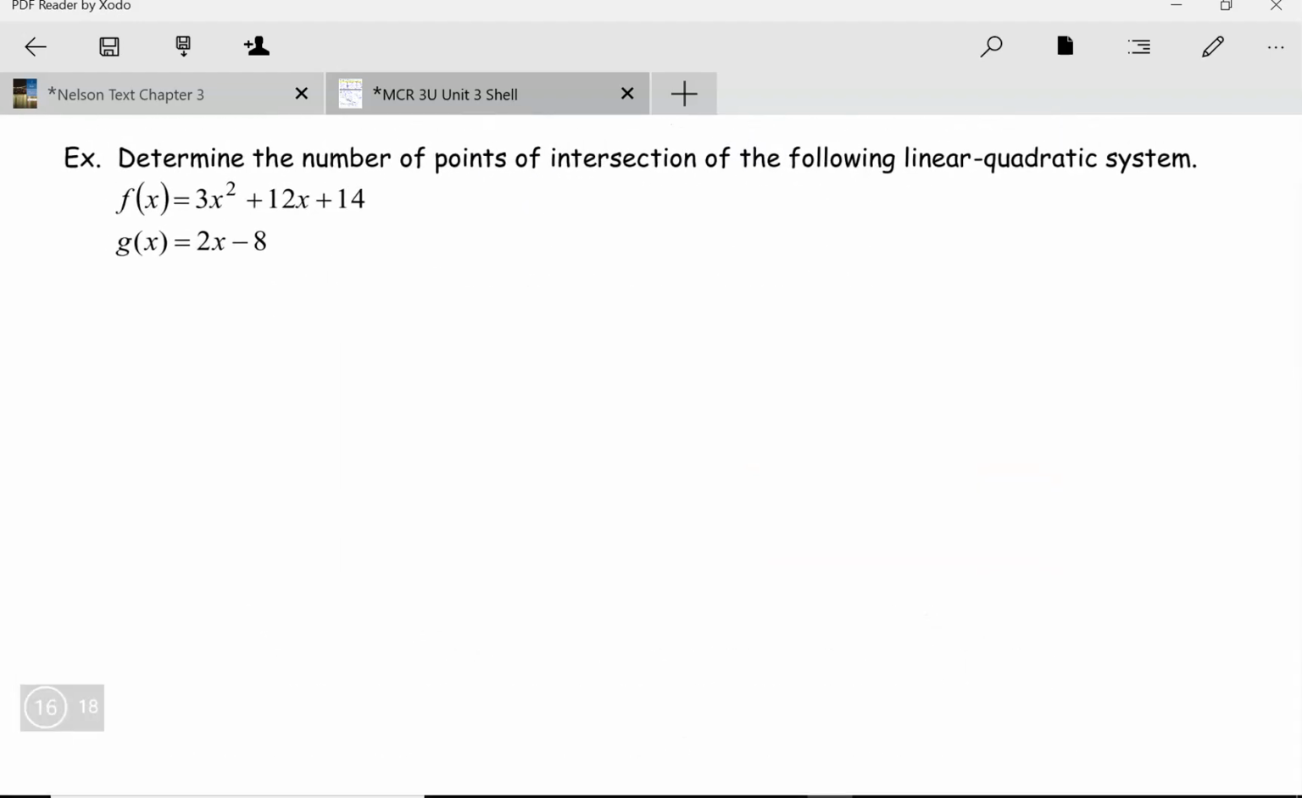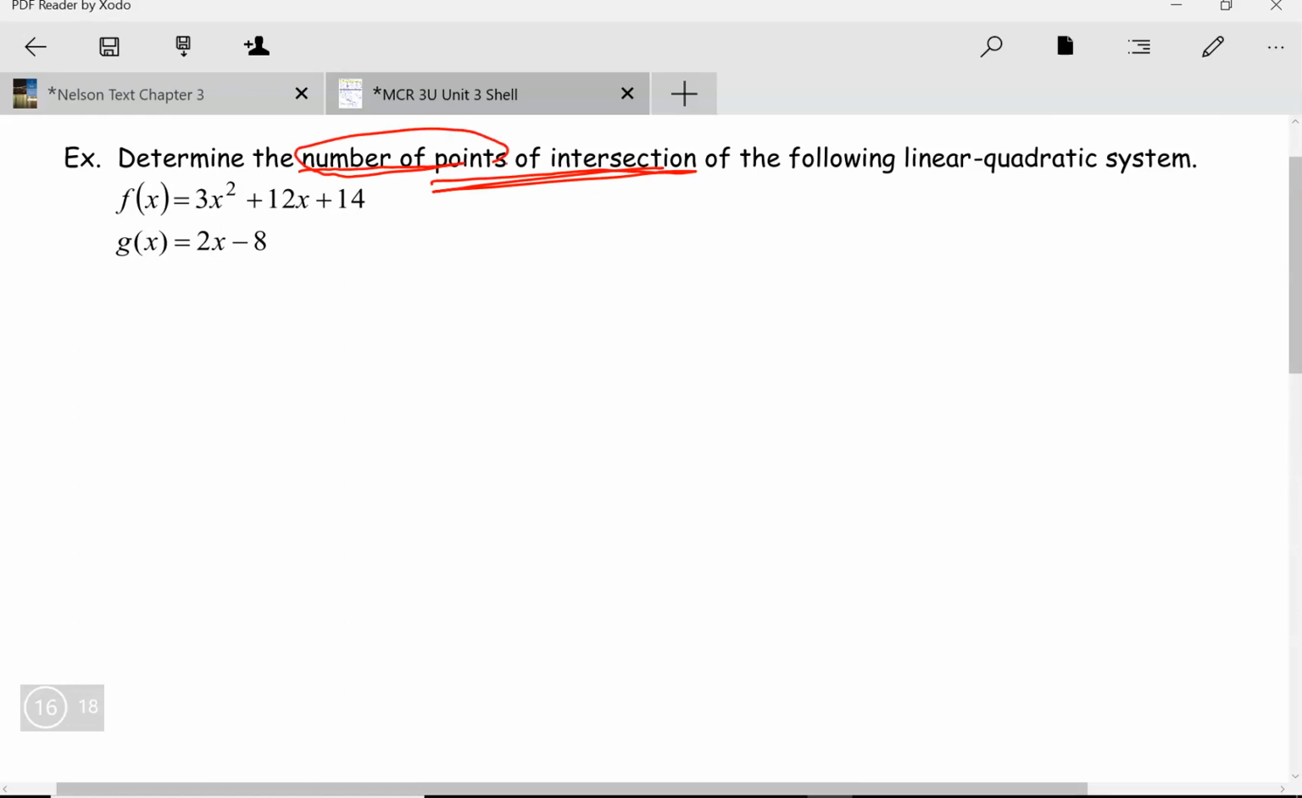Okay. Sorry about that. We're getting to the easy stuff. We're getting the good stuff here, because we're not actually finding the points of intersection, we're finding the number of points of intersection. And again, the key here is doing our discriminant.